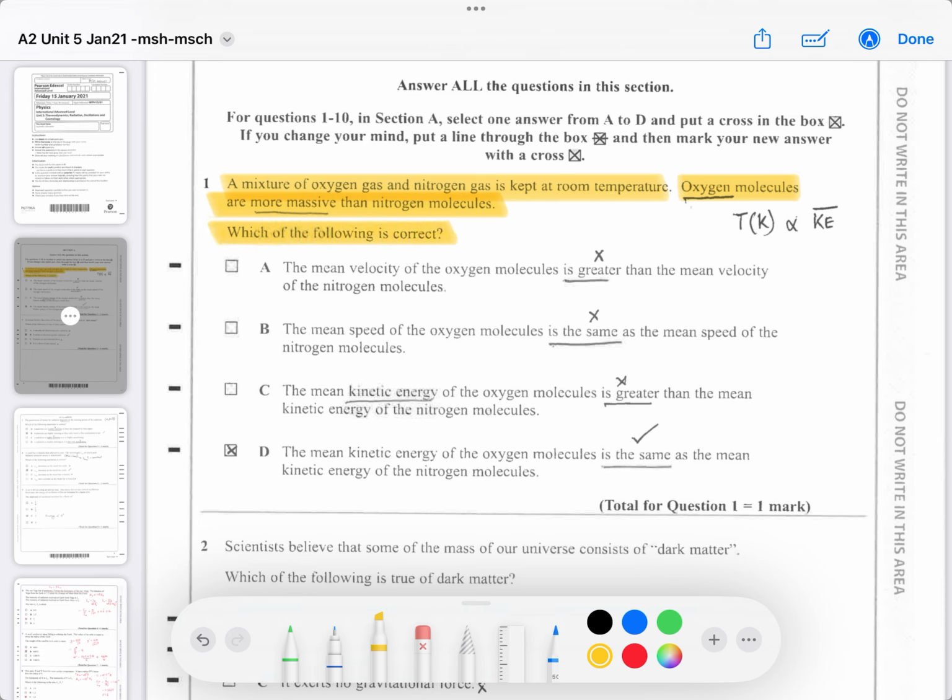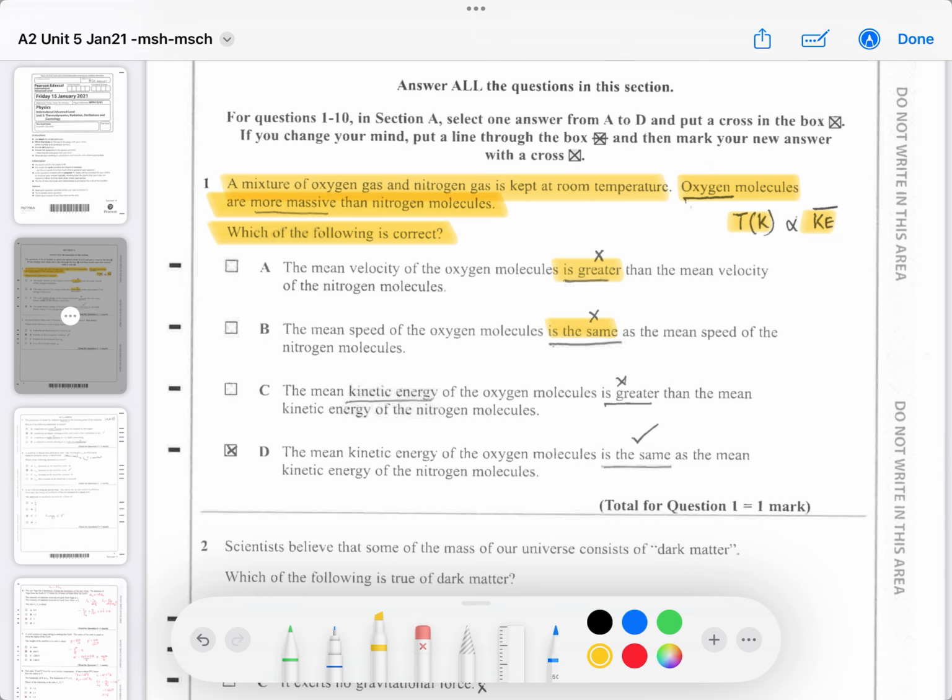I've put a cross next to where it's wrong. So here, greater is wrong. The mean velocity of oxygen molecules is greater. Well, if they're more massive, their kinetic energy is proportional to the temperature in Kelvin. So if they're more massive, their velocity will compensate for it by being less, not greater. And here it says the average speed is the same. Well, if the mass is different, the speed can't be the same for the same reasoning.